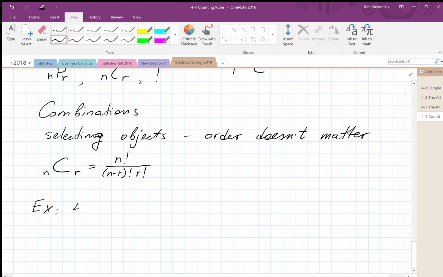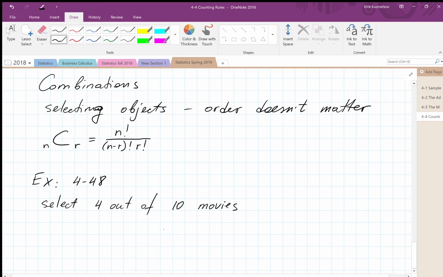My first example is 4-48. A director of movies at the park must select 4 movies from a total of 10 movies. So selecting 4 out of 10 movies, making n to be 10 and r to be 4, because I have a total of 10 movies to select from and 4 that I need to choose. We need to show the movies at a park. How many different ways can the selections be made?